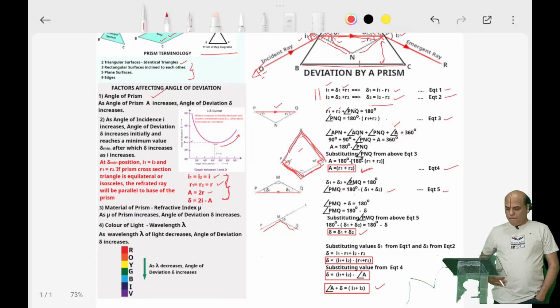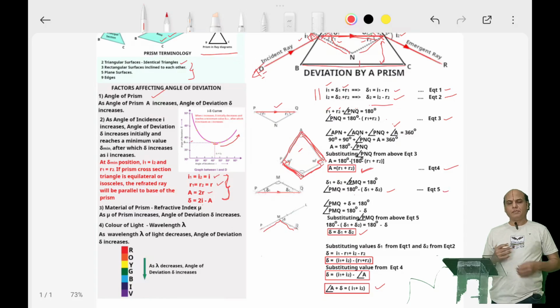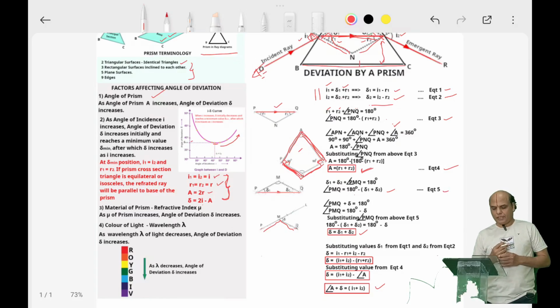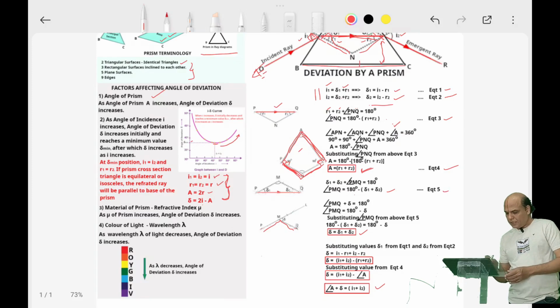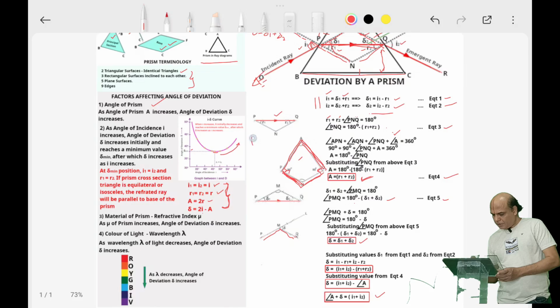Now, material of the prism. When we say material of the prism, we are talking about its refractive index. You remember our stack of optical media: vacuum, air, and so on, with the densest at the bottom. As we go down, wavelength and velocity reduce, but refractive index increases.